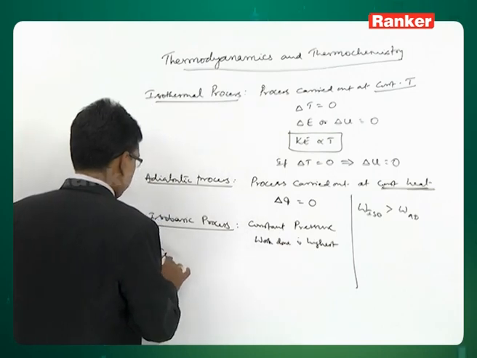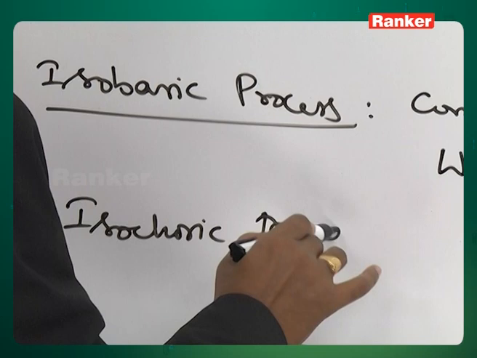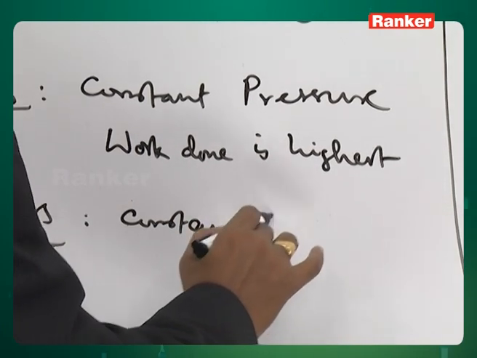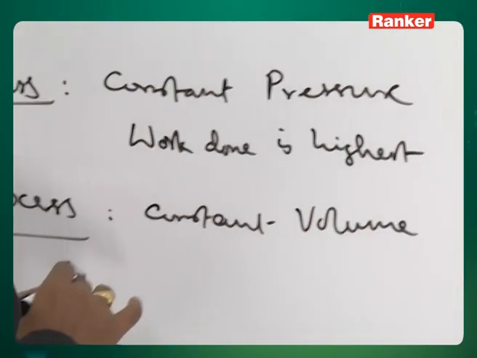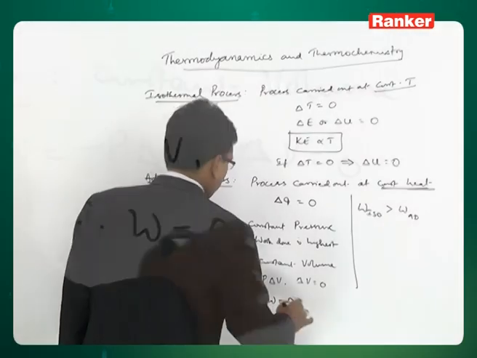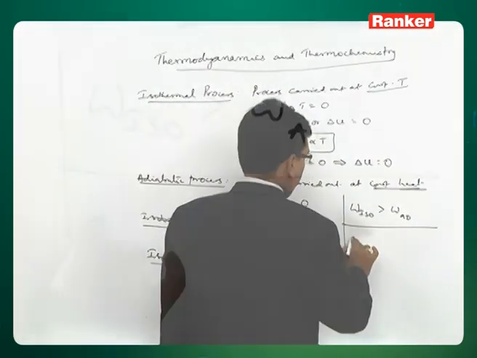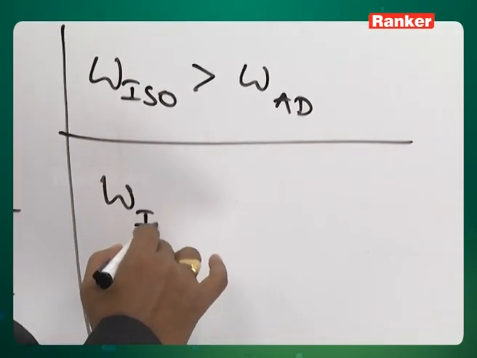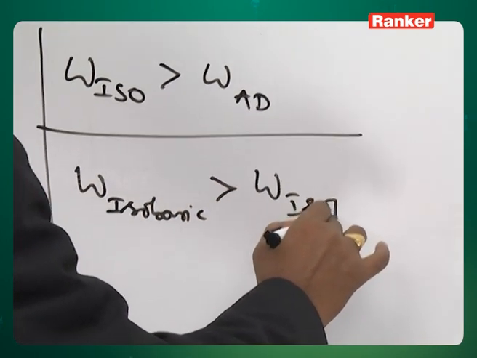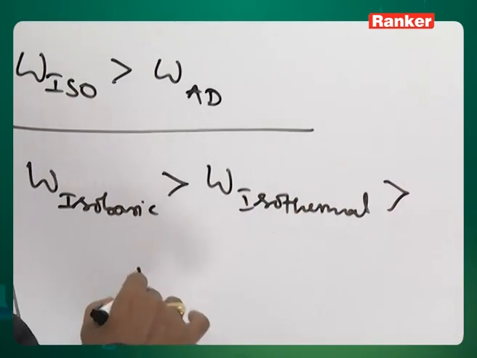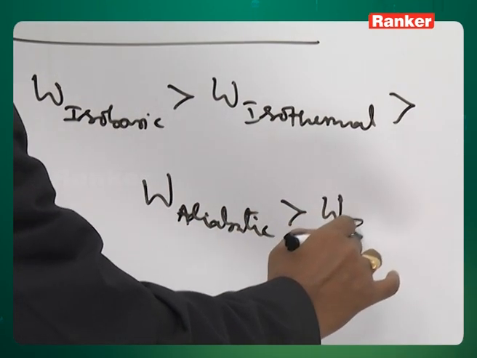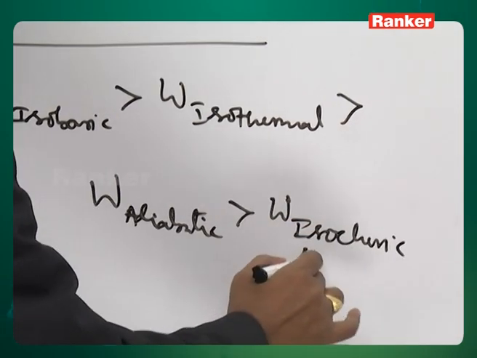And isochoric process. Isochoric process is the one which is carried out at constant volume, and normally work done is given as minus P delta V, and here delta V is equal to 0. Therefore, in isochoric process work done is 0. So, if you compare overall, work done in isobaric is greater than work done in isothermal, greater than work done in adiabatic, greater than work done in isochoric. Work done in isochoric is 0.